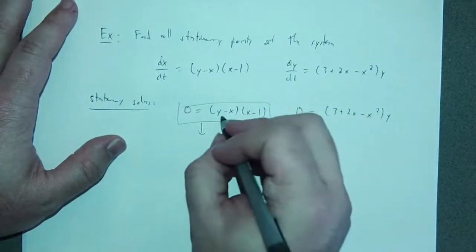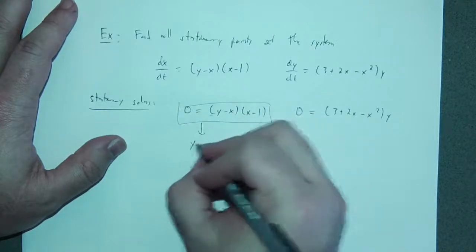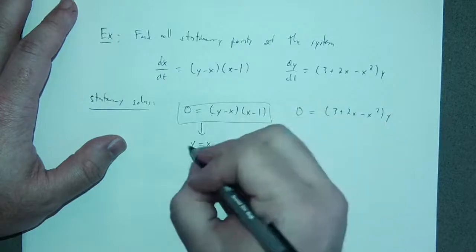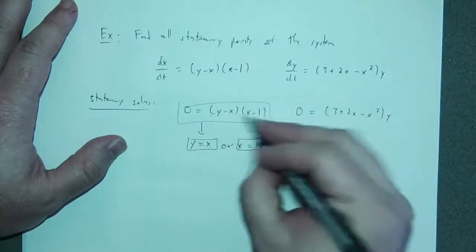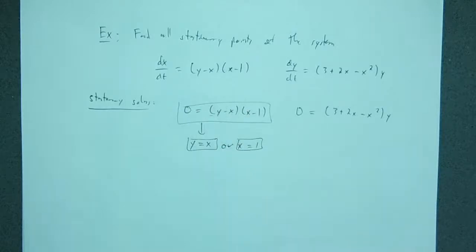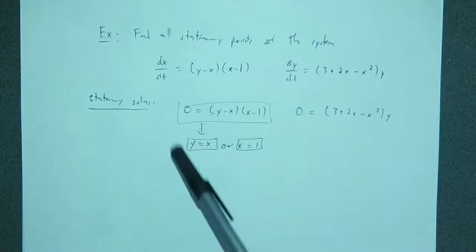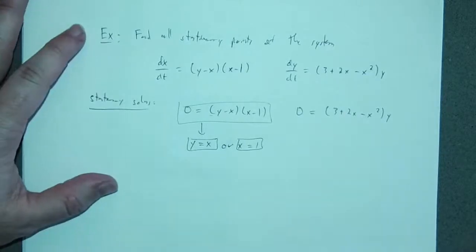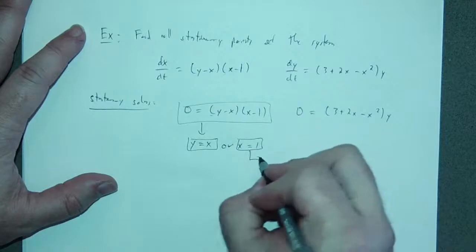This tells me that one of these has to be 0, which would mean that y is equal to x or x is equal to 1. Those are the two possibilities I get from this product, a times b being 0, right? So either y minus x is 0 or x minus 1 is 0. Each of those means y equals x or x equals 1. So now I have to follow each of these things. Okay, let's follow the x equals 1 thread.